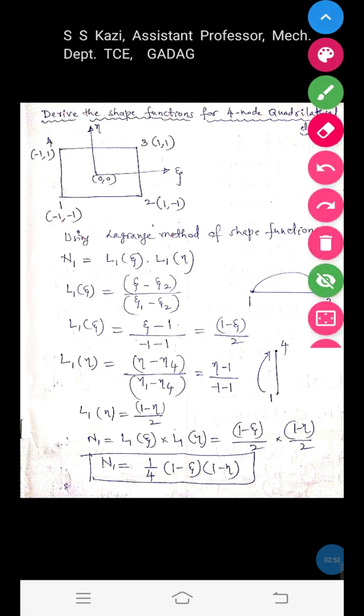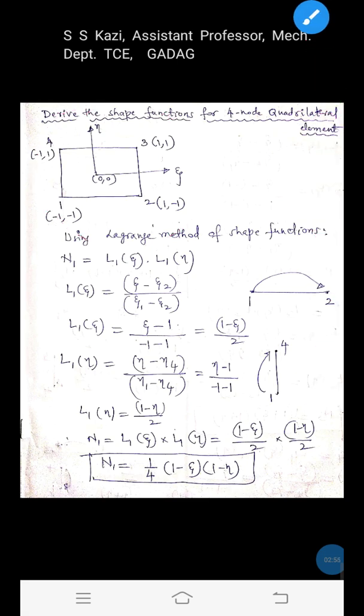Now, to derive the shape functions we have two methods, that is the polynomial method and the Lagrange method of shape functions. First, we will discuss how to derive the shape functions for the 4-node quad element using the Lagrange method. Already we have discussed the Lagrange method and Lagrange formula in one of my previous videos, wherein we used it to derive the shape functions for the one-dimensional quadratic element and the one-dimensional cubic element.